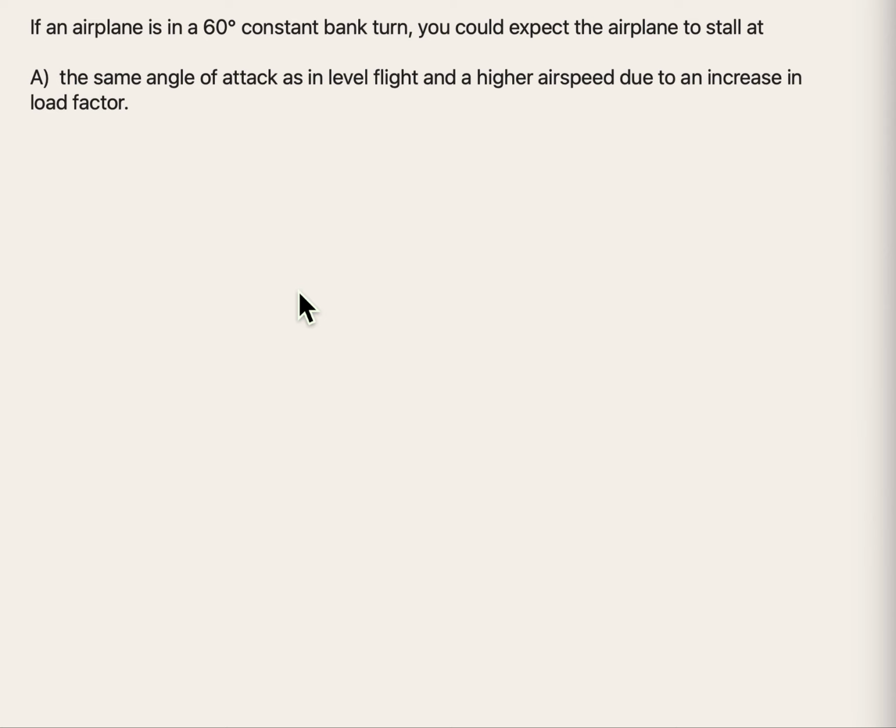If an airplane is in a 60-degree constant bank turn, you could expect the airplane to stall at the same angle of attack as in level flight and at a higher airspeed due to an increase in load factor. That is true. It always stalls at the same angle of attack, but it can stall at a higher airspeed because you have a higher load factor.